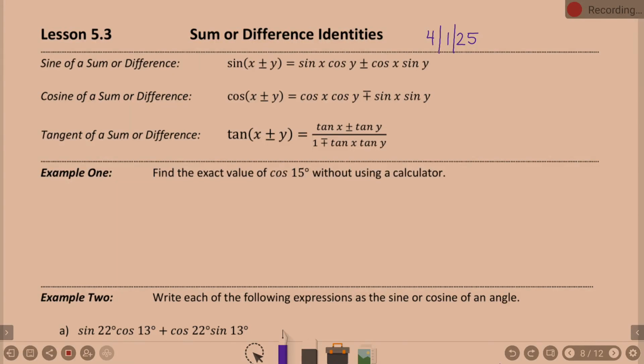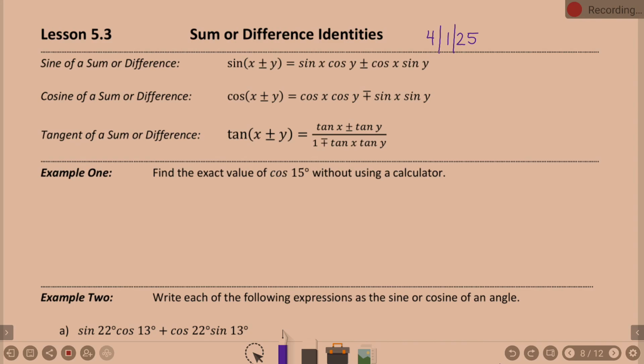This is our sum and difference identities. As we talk about these sum and difference identities, we have three identities to add to our list up here, and basically they are ways to find the sine, cosine, or tangent when we have two pieces that we know information about. So, for instance, our first example we're going to do in a moment is cosine of 15 degrees.